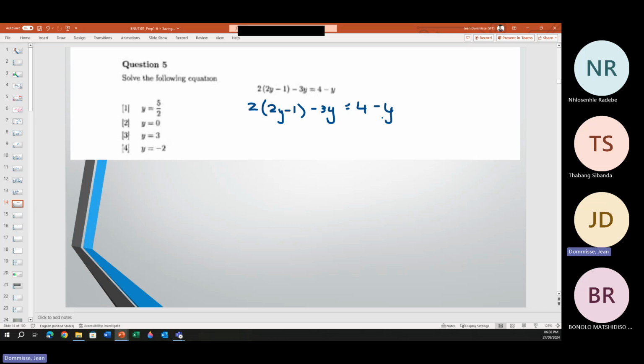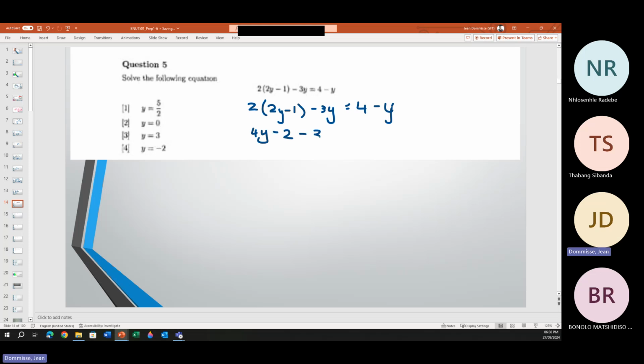Okay, so the equation is 2 times, in brackets, 2y minus 1. And then again, outside the brackets, minus 3y is equal to 4 minus y. The first thing is to work out the bracket. So 2 times 2y is 4y. 2 times 1 is minus 2.